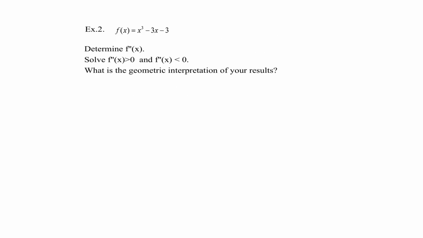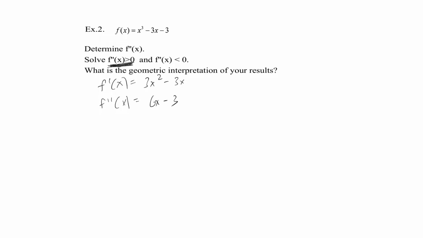So here we have a cubic function, and we're going to figure out where the inflection point is. Number one, let's figure out the second derivative. We don't really need to work with the first derivative. We just have to move on to the second derivative. And if you notice here, the second derivative is going to be 6x minus 3. So let's figure out the following.